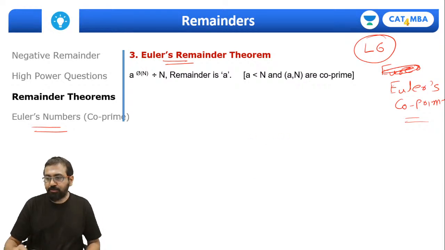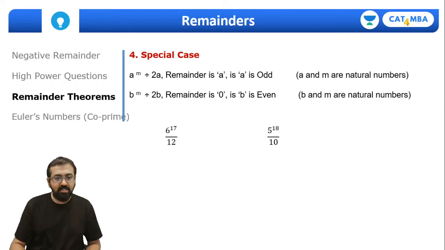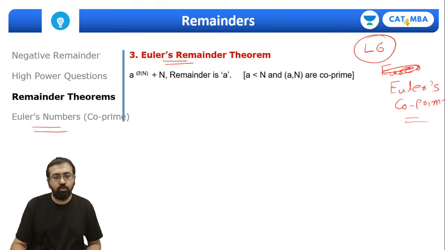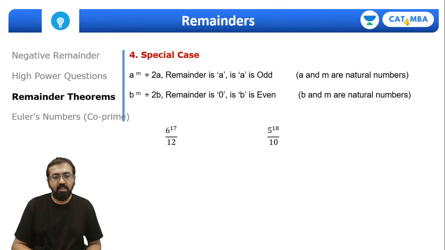So that's it for today, guys. We are through with the topic. Tomorrow we'll discuss the special cases and then these Euler numbers. There are 2 more special cases that we need to discuss. We'll discuss that tomorrow, and then we'll finish this particular topic.